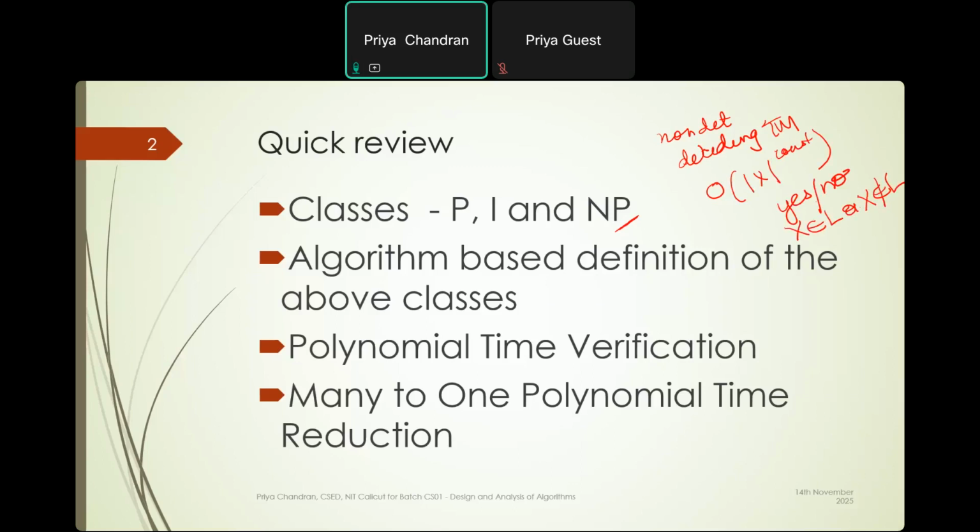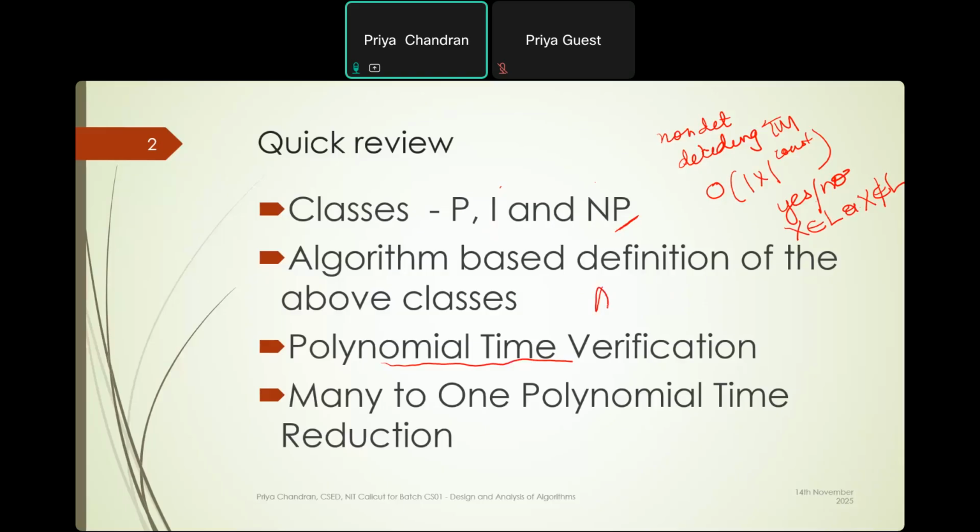Now we could have an algorithm-based definition of intractable and NP as well. For intractable, it would be that there may not exist an algorithm, or there may exist an algorithm, but all algorithms, if any, to solve it would be taking a lower bound of 2 raised to x time. And for NP, we had discussed the concept of polynomial time verification.